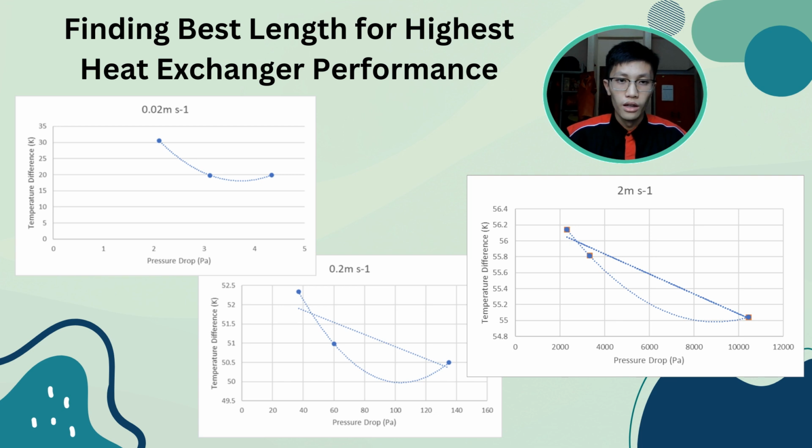From the graph, the point with the shortest distance to the origin is the 10 mm cross-sectional length at all velocities. Hence, it is the length that will result in the highest performance of the heat exchanger.